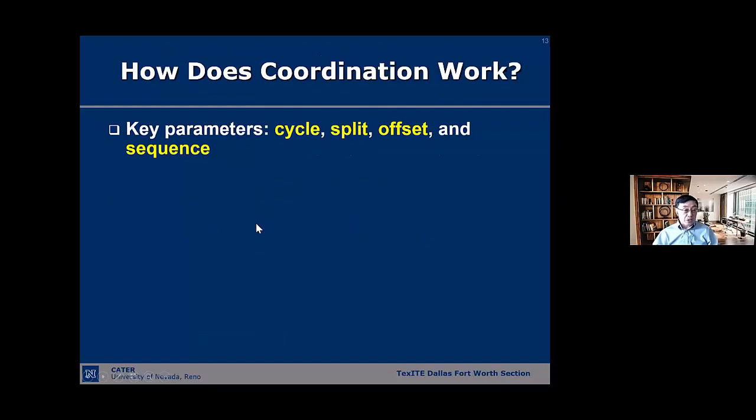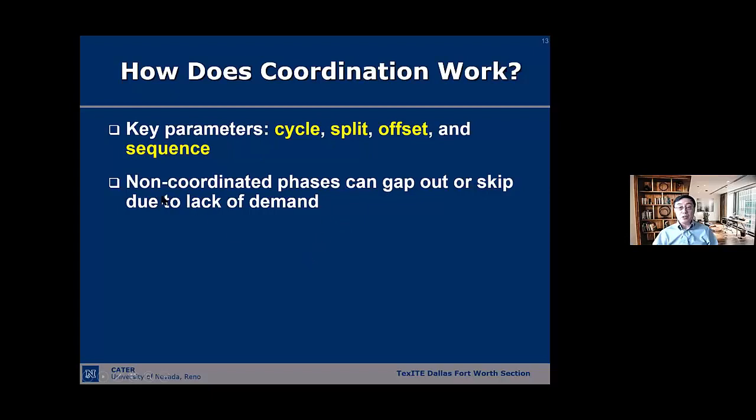That's the diagnosis part. But I know in the audience, not everybody is familiar with signal coordination, right? I don't have to repeat all of these for some of you, but for those who are not really familiar with signal coordination, I just want to quickly explain how to really understand it. The key parameters are cycle, split, offset, and phasing sequence.